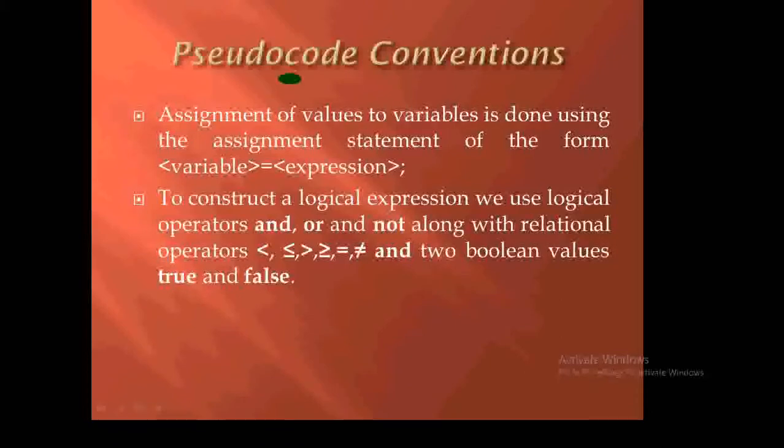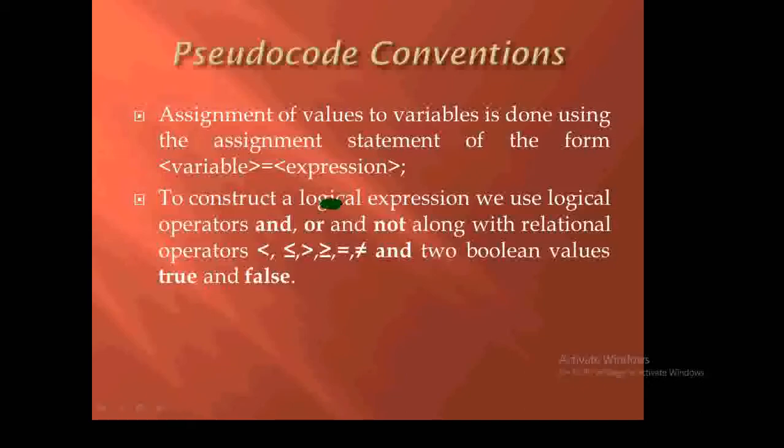Next is the assignment. When we want to initialize a value to a variable, we use the assignment. Assignment of values to a variable is done by using the assignment statement. That is, the variable is to be written on the left hand side of the equality operator, and the value or an expression that is to be assigned to a variable is written on the right hand side.